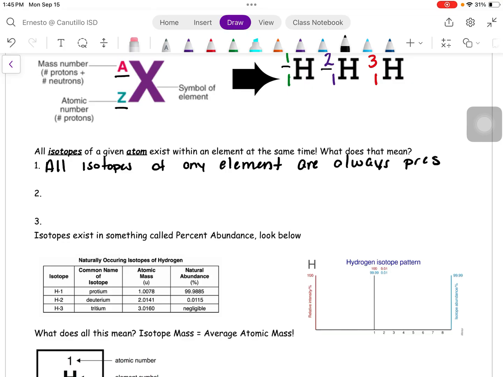What that means is that it doesn't matter what the element is or how much of the element you have. If that element has multiple isotopes, all those isotopes are always present in any sample at any given time, anywhere in the universe. Isotopes always exist in the same ratios.